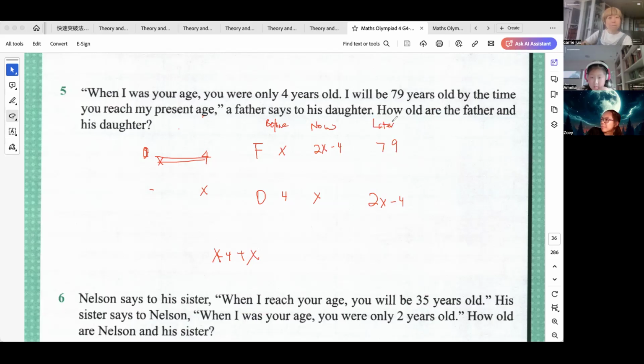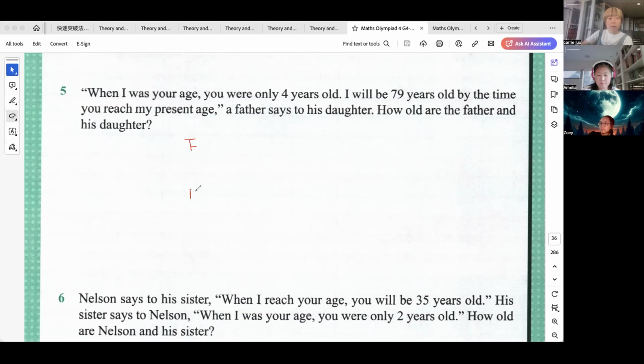Get it? Okay, I'm going to do it again. So there are two people, father and daughter. The father said, when I was at your age, you were only 4 years old. So daughter right now is X, and father before is X, and daughter is 4. Did you get it? Okay, so what is father's age right now? So this is before, right? When I was your age, so it's before.